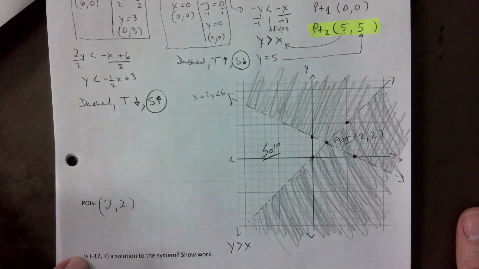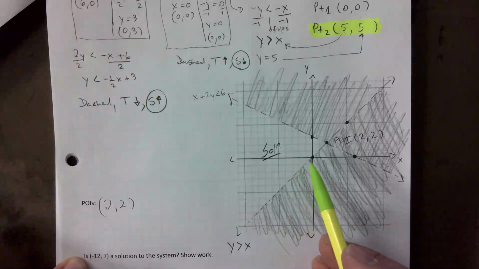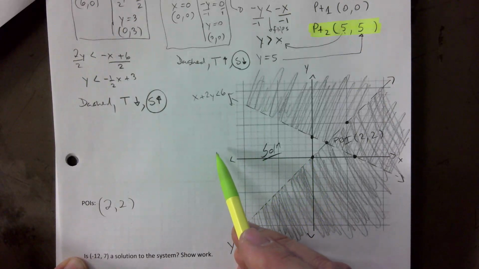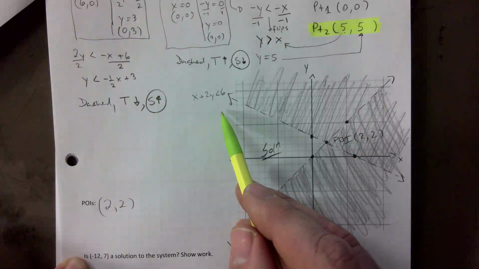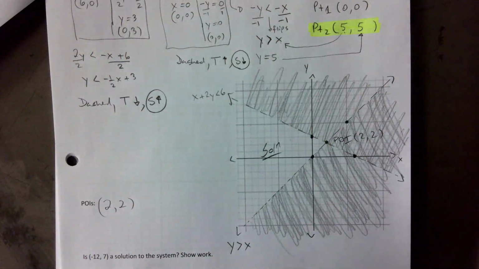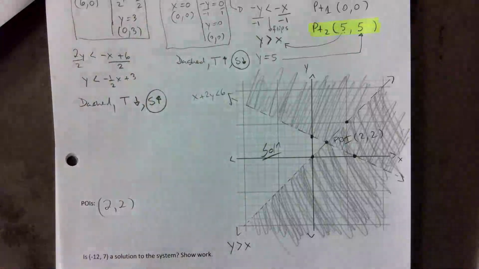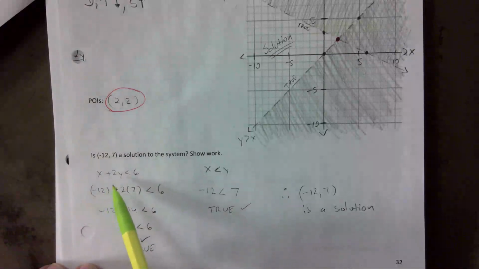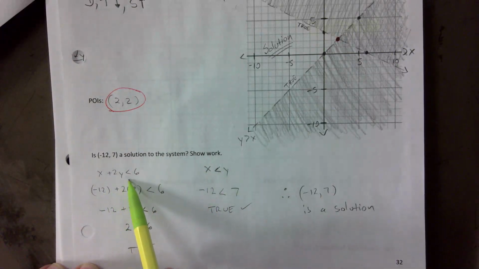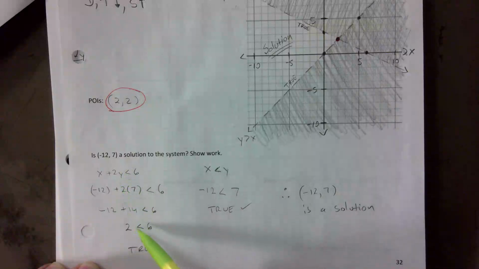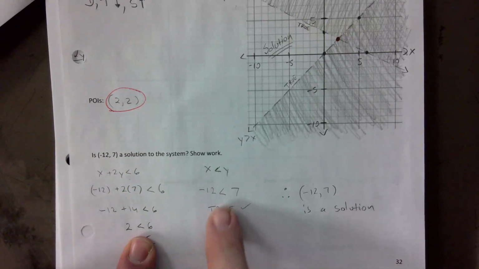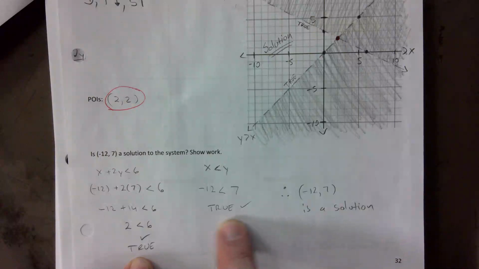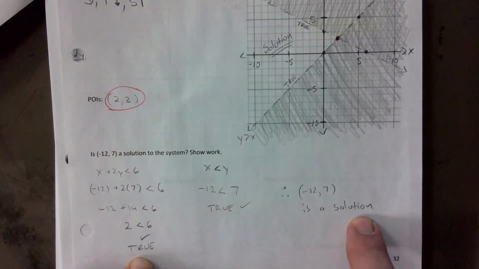And is -12, 7 a solution? -12 would be somewhere here and 7 over here. We know by observation that it is. Okay, I will just show you the answer key here because I want to get going with this. If you grab both original inequalities and plug in -12, 7, you find out that both of them are true. So -12, 7 is a solution to the system.